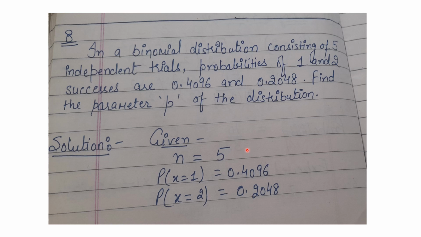Now moving to its solution, we have some information which is already given in our question. First thing is n, and n is 5. n denotes the number of trials, which is 5, and the probability of 1 success, which they have already calculated, is 0.4096, and the probability of 2 successes, which is also available in our question, is 0.2048. So this is the available information in this question. Now moving forward to calculate the value of p.